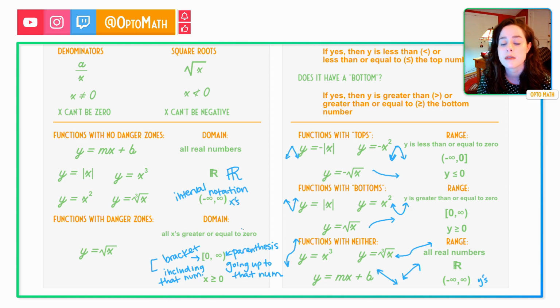So it's still the same interval notation, but for domain, remember, talking about x's. For a range, you're talking about y's. So all real numbers for your x's over here for domain, all real numbers for your y's over here for range. Okay, that's it for our domain and range notes.